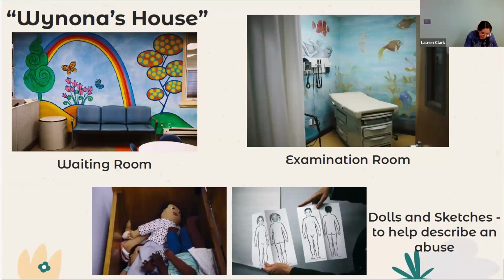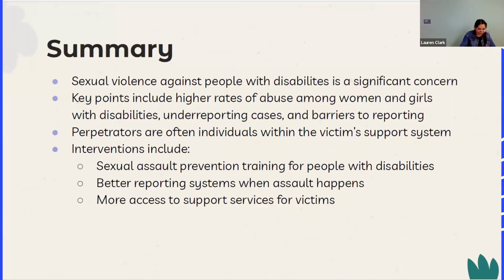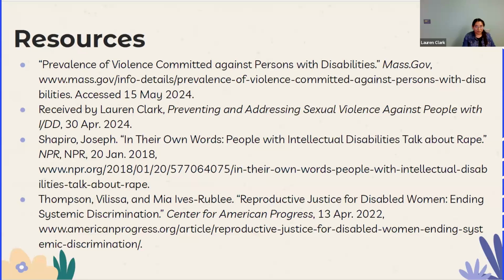And while it was made for children, Winona's house also serves adults with intellectual disabilities, recognizing their unique needs. So the center exemplifies how we can create safe and supportive spaces for survivors of sexual violence. And that is a quick summary slide. And those are my resources.